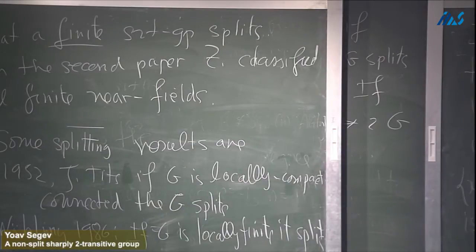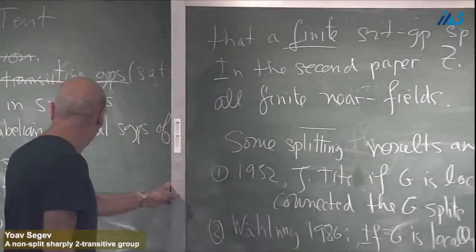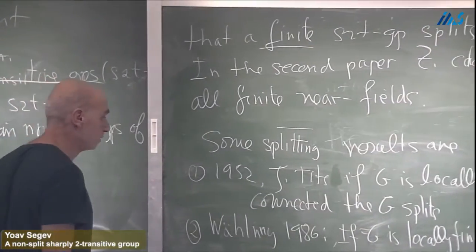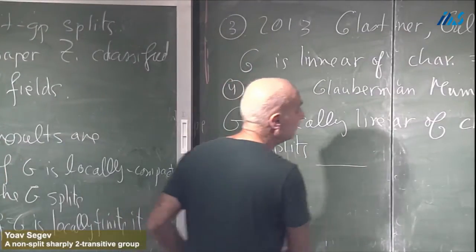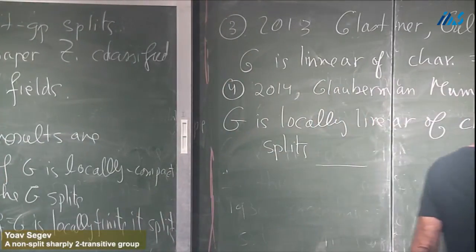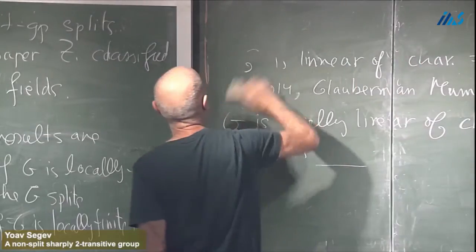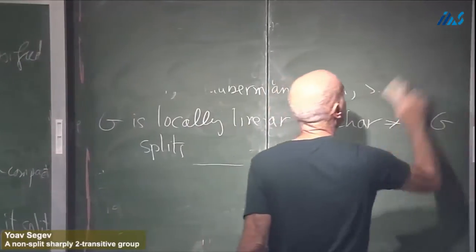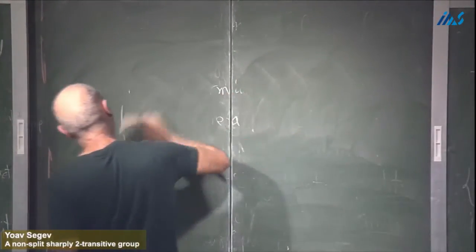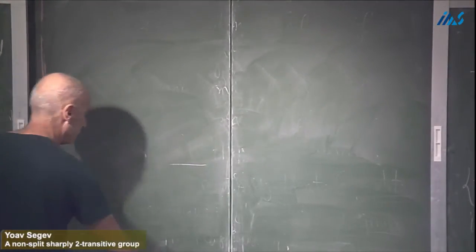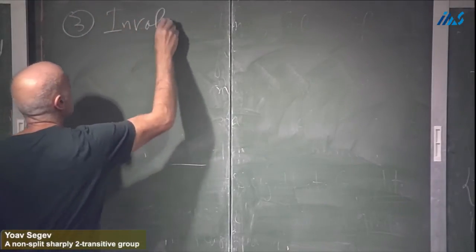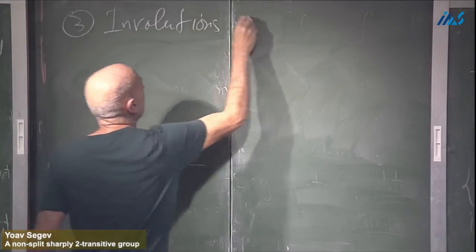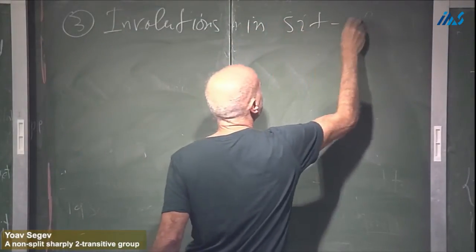Now I'm in part 3. Part 3 is on involutions in sharply two transitive groups.